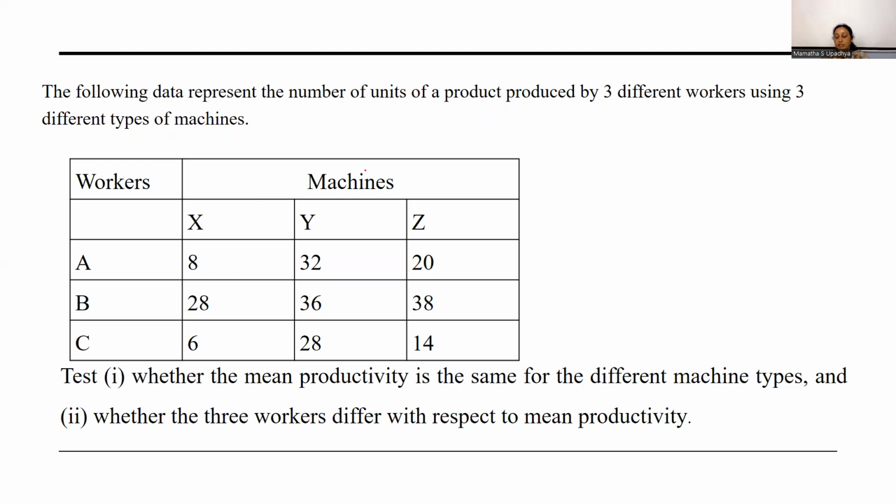So here, why is it a two-factor test? Here we want to test whether the mean productivity is the same for different workers, as well as whether the mean productivity is the same for different machines. So that is why it is said to be a two-factor test, or here it's a two-way ANOVA.